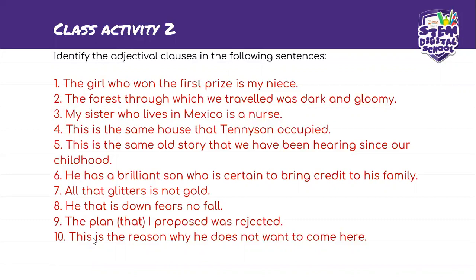Remember, he that is down fears no fall. The correct one here is that is down. So it will be he, comma, that is down, fears no fall. So our adjectival clause here is that is down. Remember, for this to be a clause, it has to have a finite verb. In this instance, our finite verb will be the auxiliary verb is. Okay, thank you, Lesedi.